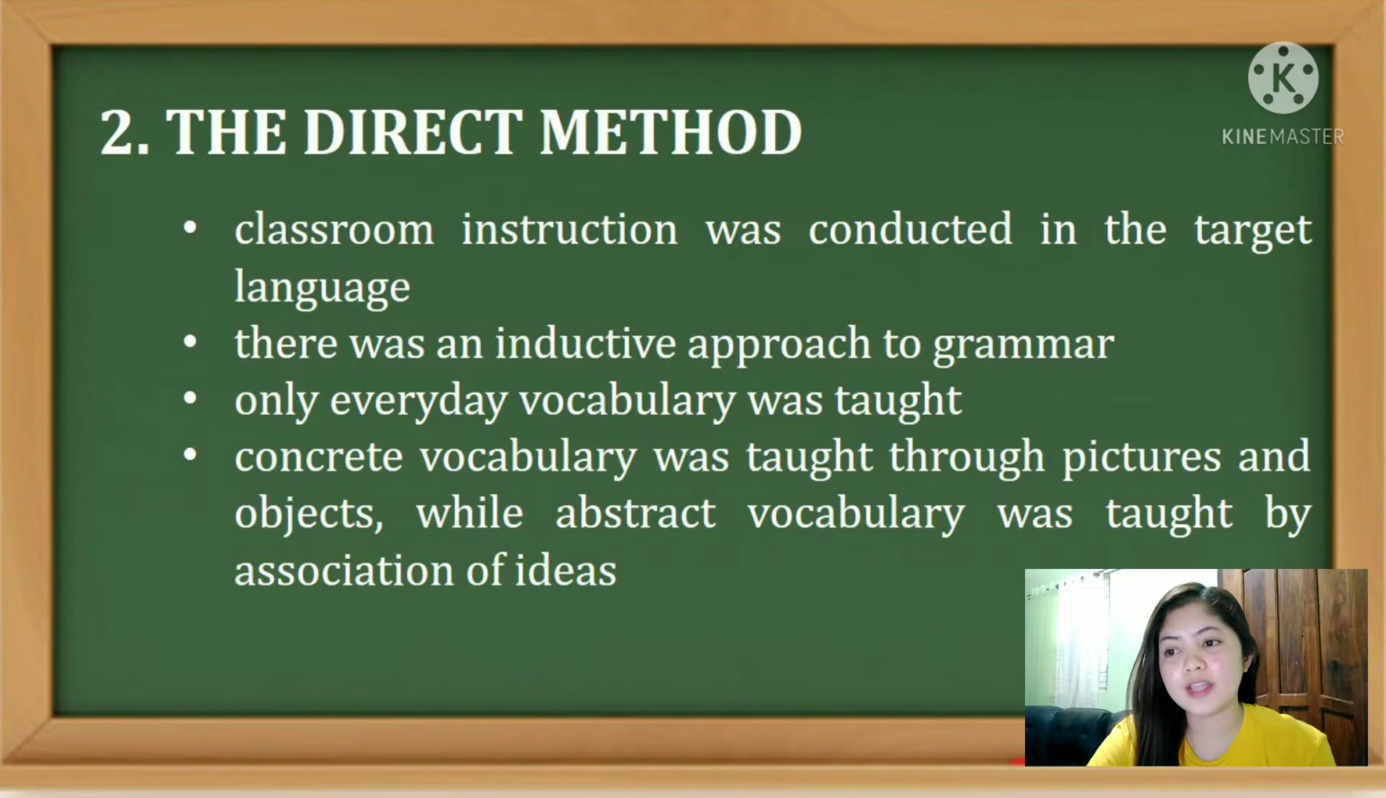The second trend is the direct method. So these are the important premises or characteristics of the direct method. Classroom instruction was conducted in the target language. There was an inductive approach to grammar. Only everyday vocabulary was taught. Concrete vocabulary was taught through pictures and objects, while abstract vocabulary was taught by association of ideas. Basically, this method is the anti-grammatical and reform method.